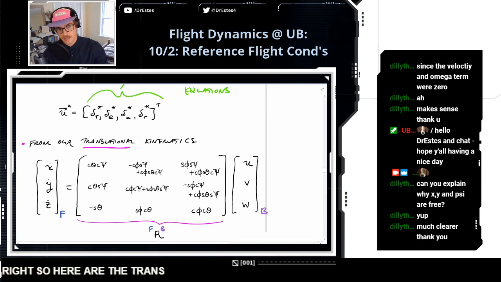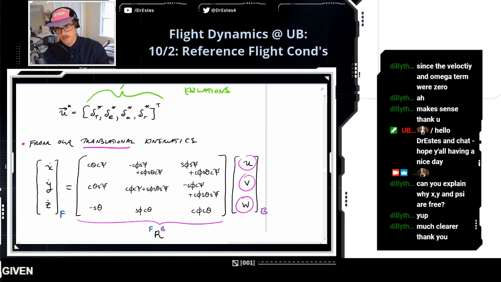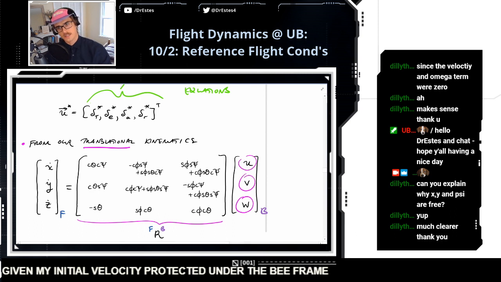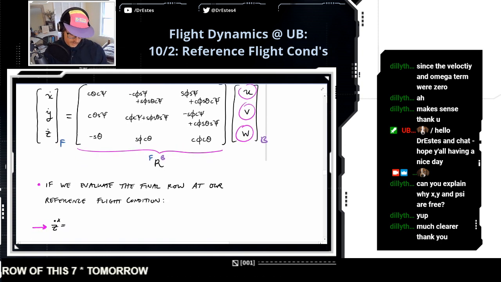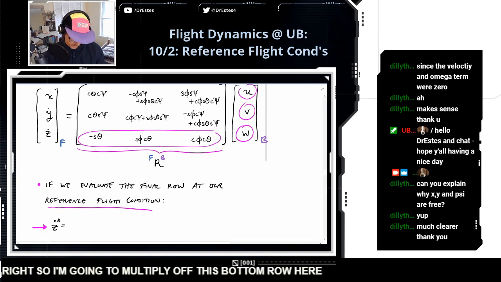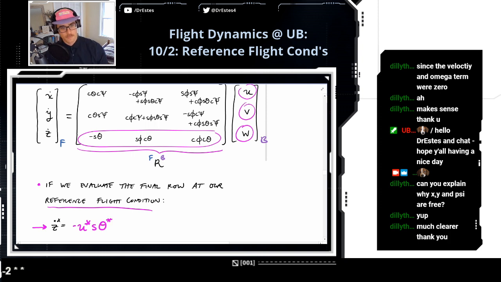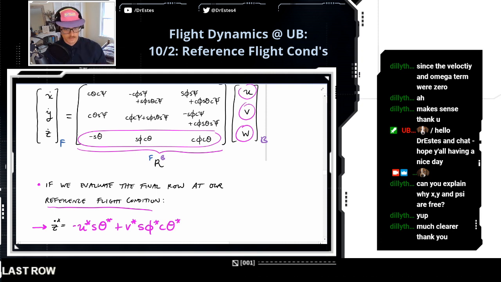So here are the translational kinematics. This is how X, Y, and Z change with time, given my inertial velocity projected onto the B-frame. Let's look at the bottom row of this. I'm going to multiply out this bottom row, and we're going to do this at the reference flight condition. All that means is I'm going to substitute in these superscript values. So this is going to be minus U star times sine of my pitch angle star plus V sine cosine. I'm just multiplying out that last row. Plus W.